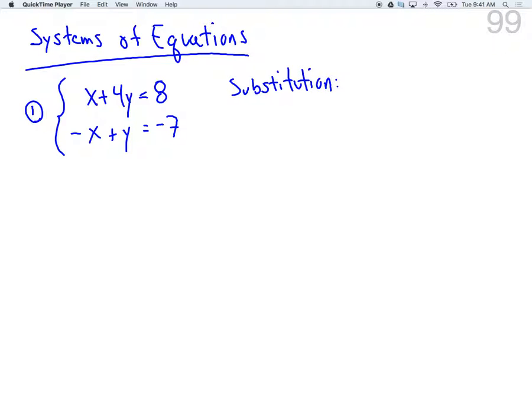Substitution means you take one equation, you solve it for one of the variables, you plug it into the other equation. I have four choices. I could solve the top equation for x, plug it into the bottom. I could solve the top equation for y, plug it into the bottom. I could solve the bottom equation for x, plug it into the top, solve the bottom equation for y, plug it into the top. And you'll learn as you do more and more of these, some of them are smarter than the others. Like for instance, if I solve the top equation for y, I'm going to get some fractions, and I don't want to work with fractions. I want to avoid fractions as much as possible.